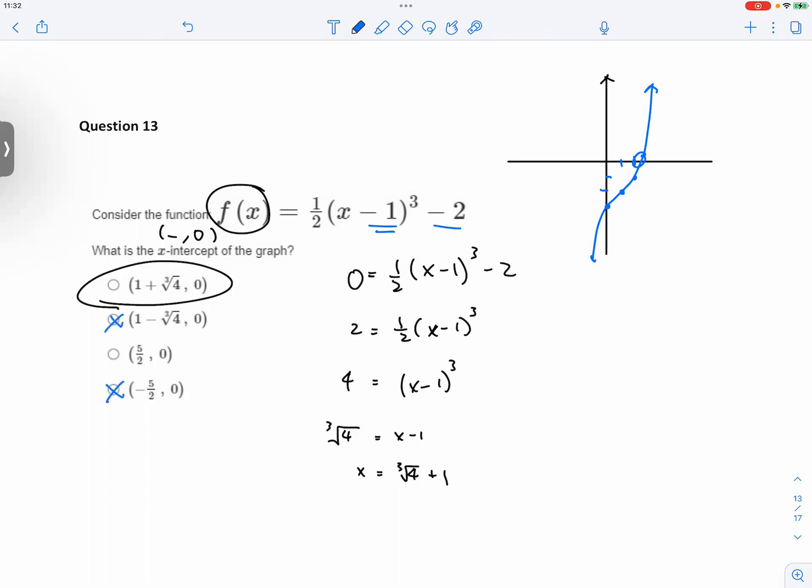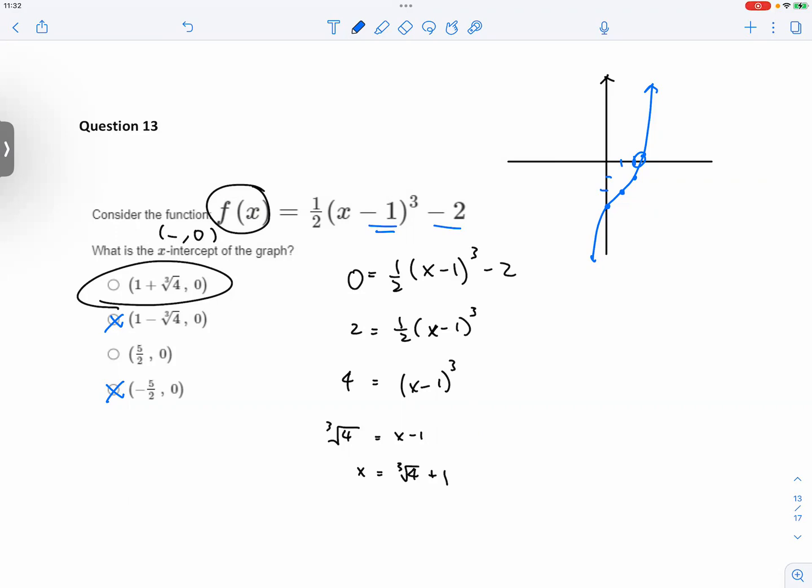So you can pretty much rule out the negative options. It cannot be -5/2. It cannot be 1 minus cube root of 4. Now I don't know what exactly cube root of 4 is, but I know cube root of 4 would have to be something bigger than 1. So 1 minus something bigger than 1 would result in a negative value. So those two cannot be the choice. 5/2 is pretty tempting, but it's not. Okay, so it's 1 plus cube root of 4, comma 0.